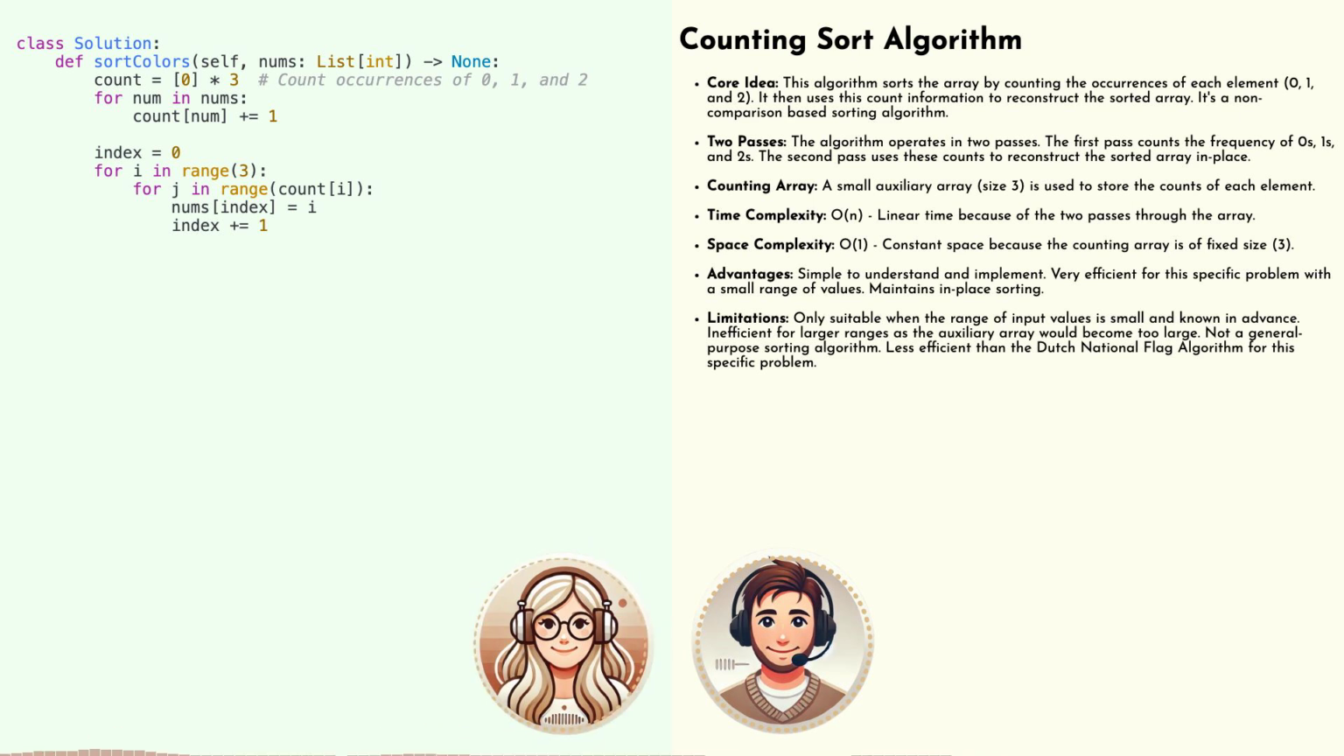That's where it gets tricky. It depends on the range of values we're sorting. If it's small, like just our three colors, it's pretty efficient. Okay, but what if we have a lot more values? That's where counting sort might run into trouble.